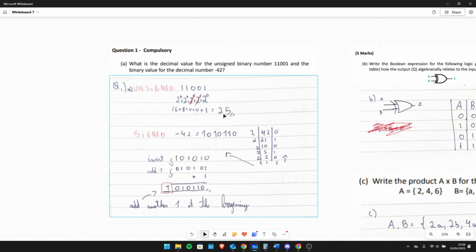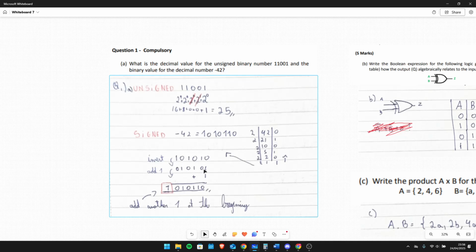Now for the signed one, for minus 42, what do you have to do? You do the same thing as the unsigned here, with the powers of 2, and then you get this number. I got 101010. This is for the unsigned, but as she wants signed, she wants minus. You don't just put 1 before everything. First, you take the number and invert the digits. If you have 101010, you invert it, so 1 becomes 0 and 0 becomes 1.